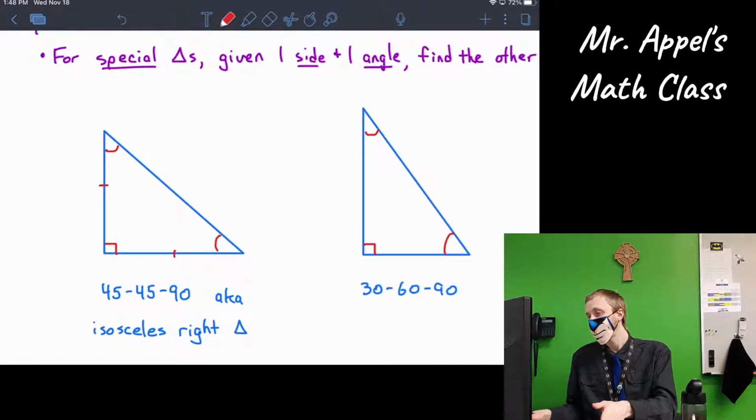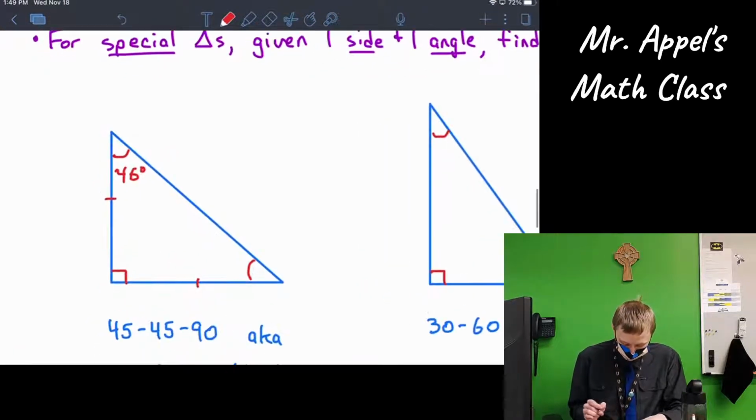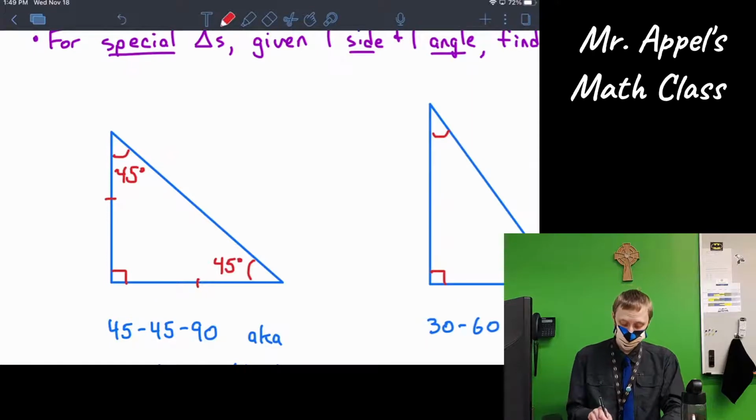So here they are. The two special right triangles are the 45, 45, 90, which is also known as the isosceles right triangle. It is the only way you can make a right triangle that also has two congruent sides. And if you have the two congruent sides, then you also get two congruent angles there, which divided evenly must be 45 degrees each. All right? Combined with the other 90, that gives you your sum of 180.